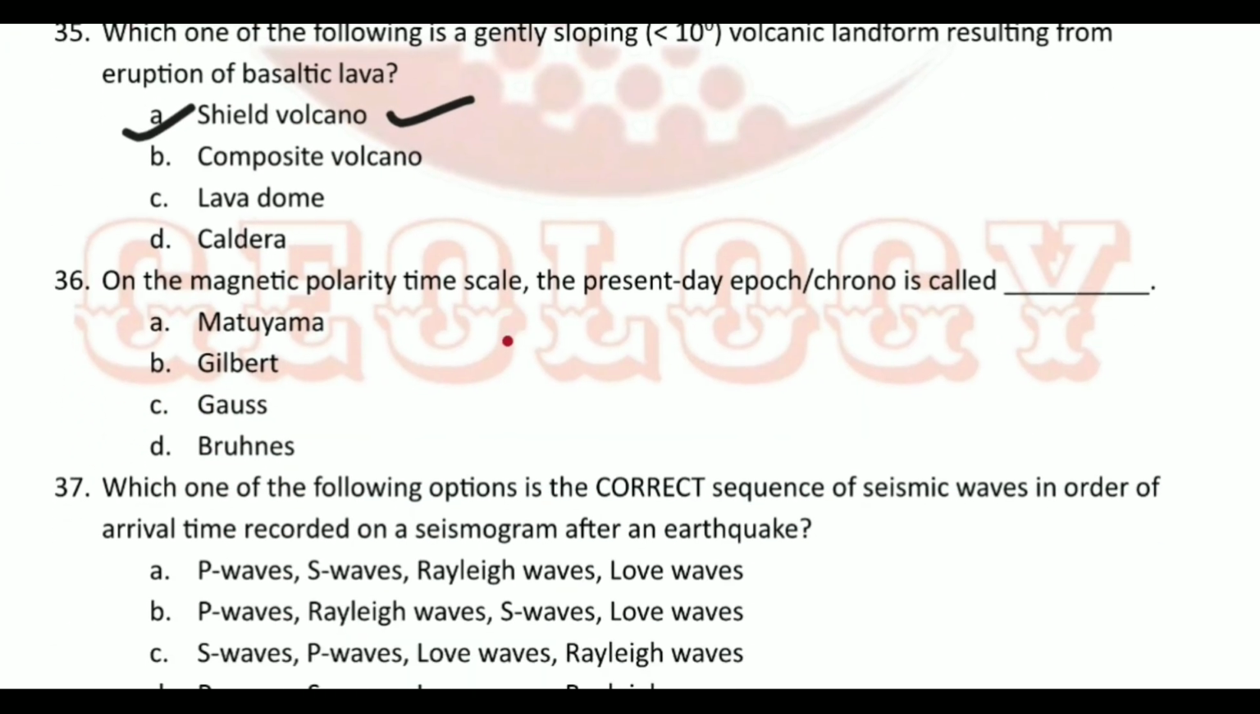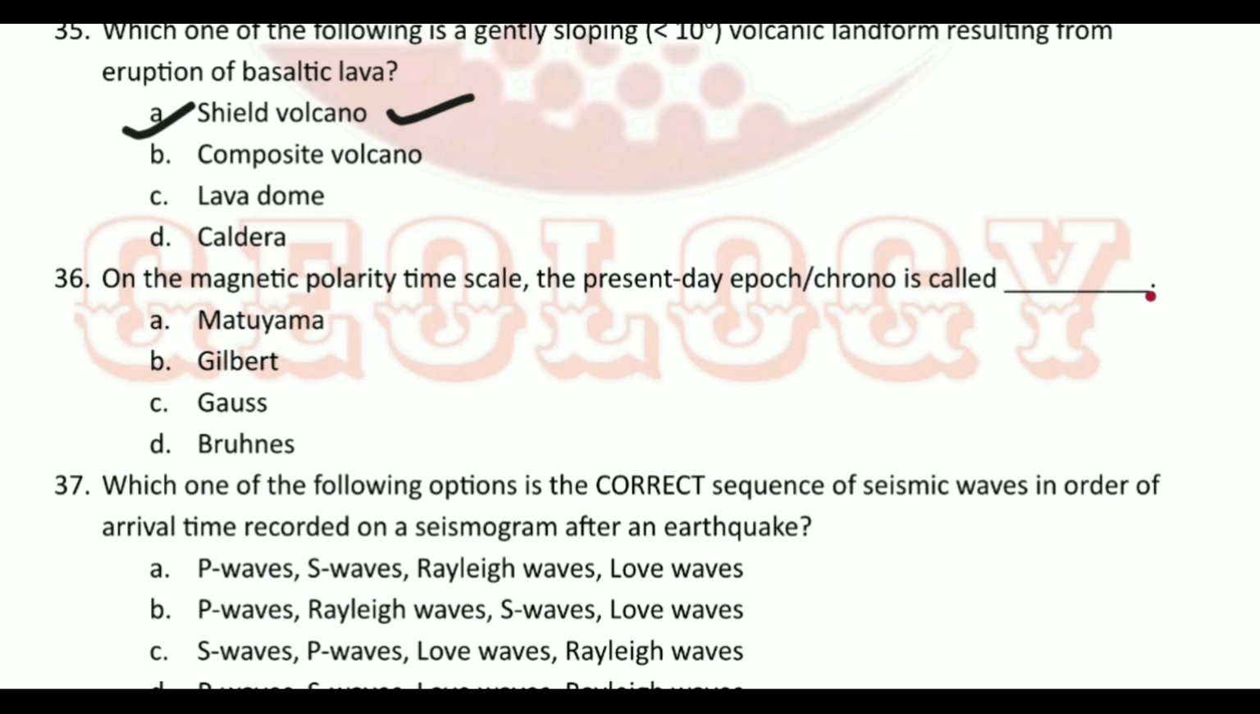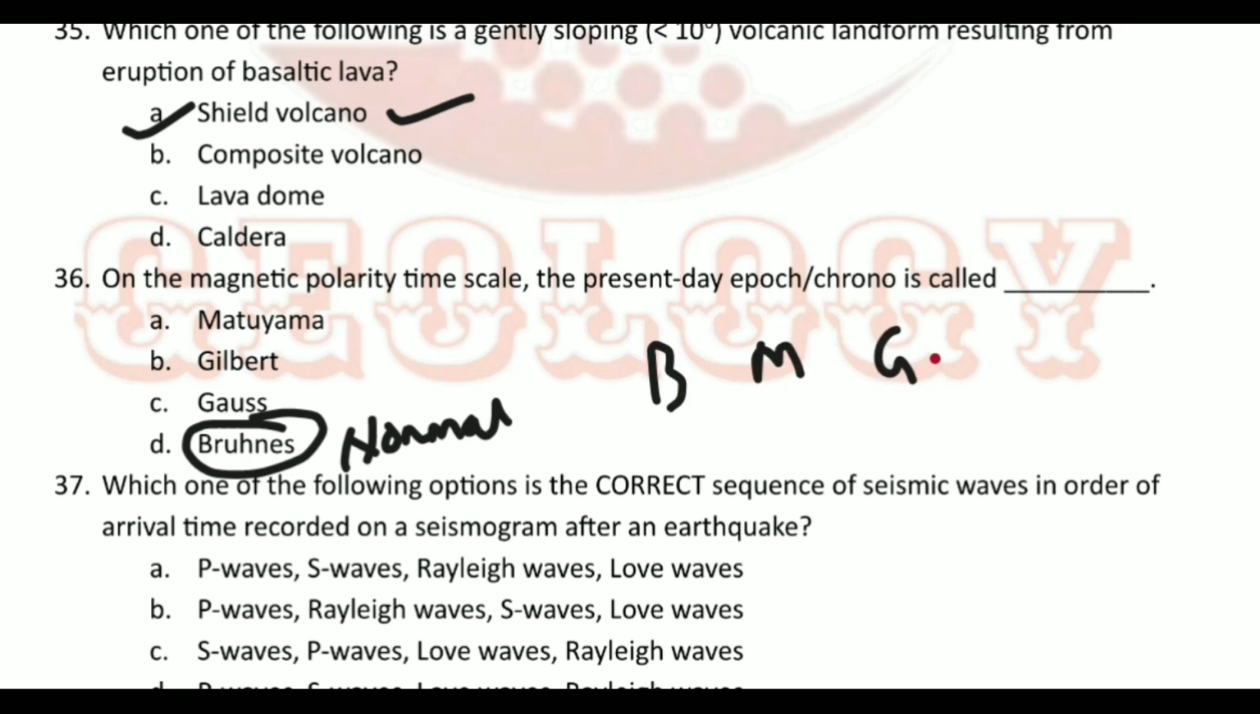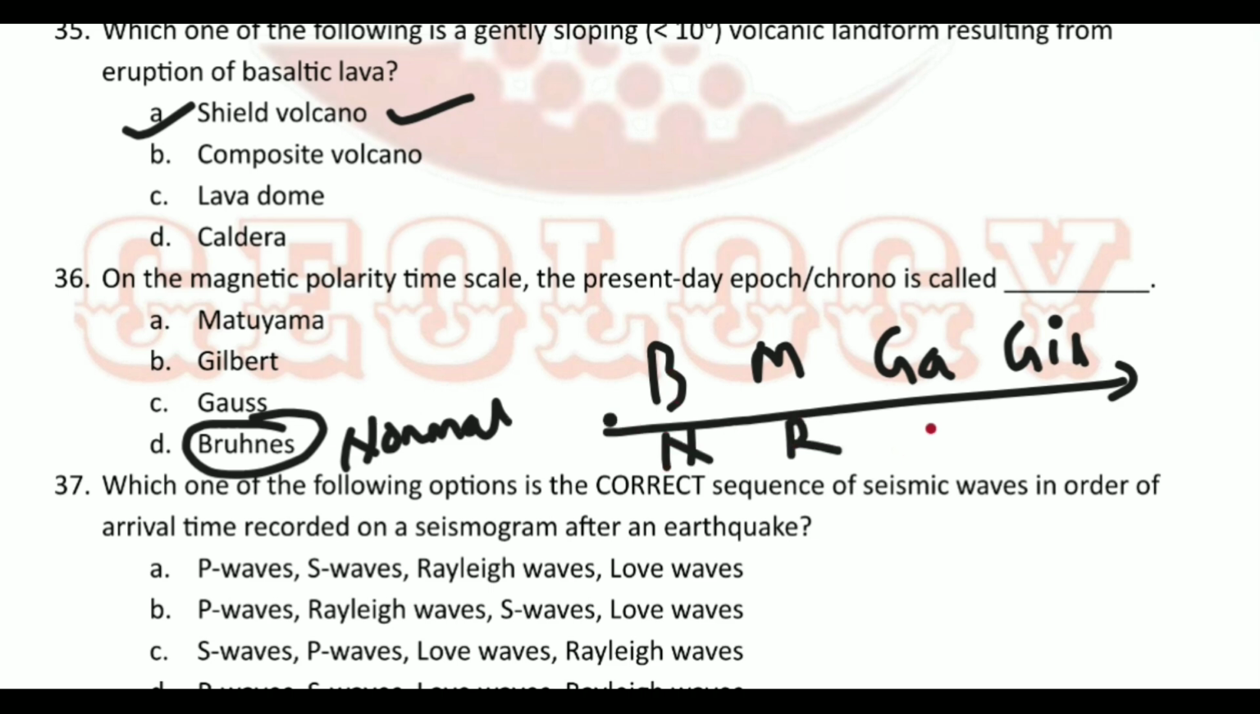On the magnetic polarity timescale, the present day epoch is called what? The present day epoch is called Brunhes, which is normal. The order is Brunhes, then Matuyama, then Gauss, then Gilbert, moving away from the mid-ocean ridge. This is normal, reverse, normal, reverse. Brunhes is the youngest. Gilbert is the oldest.